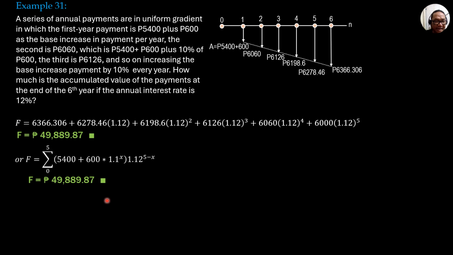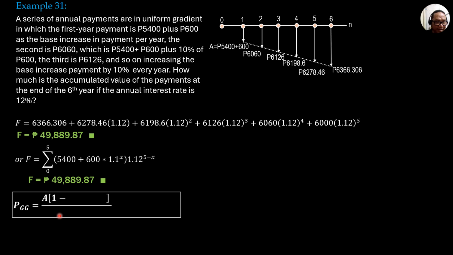Then finally, for the formula, the present worth is equal to A over I, where A is 5,400 and I is 0.12, times quantity 1 minus quantity 1 plus I to the negative n, plus the present worth of this uniform geometric gradient, derived in the preceding slides, which is G sub G over 1 plus I, then quantity 1 minus Q to the n over 1 minus Q, where Q is 1 plus R over 1 plus I, 1 plus 0.1 over 1 plus 0.12. So 1.1 over 1.12, that's Q.